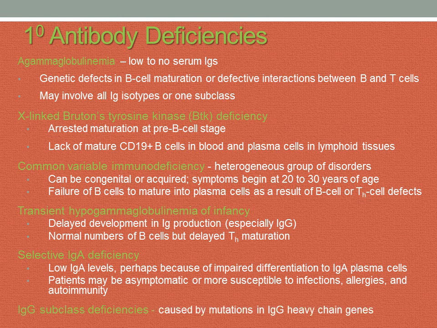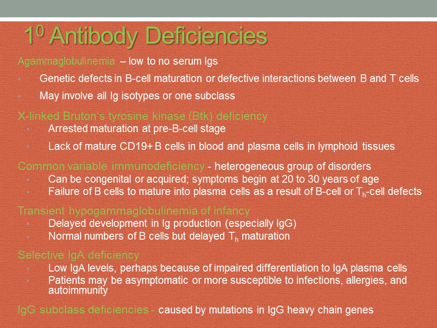Selective IgA deficiency. These people have low levels of IgA, apparently because of impaired differentiation to IgA plasma cells. If you think about where IgA exists, secretions, and you think, well, if they don't have these functioning antibodies in their secretions, are they going to be more prone to getting things like respiratory infections? You betcha.